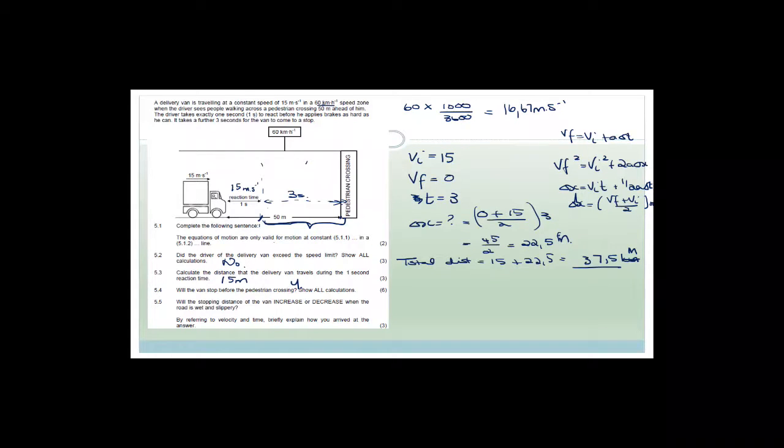Now it says, will the stopping distance of the van increase or decrease when the road is wet and slippery? And it says, referring to both the velocity and time, briefly explain how you arrived at your answer. Okay, so the answer obviously is that the stopping distance is going to increase, right? The reason for this, of course, is that if you look at the change in velocity, the velocity change is going to take longer.